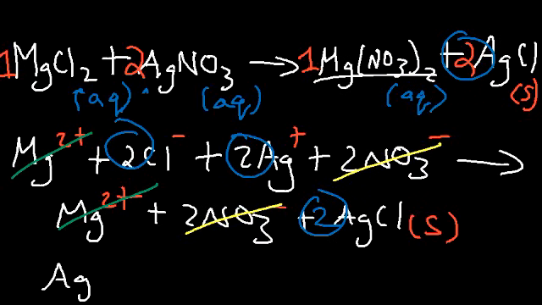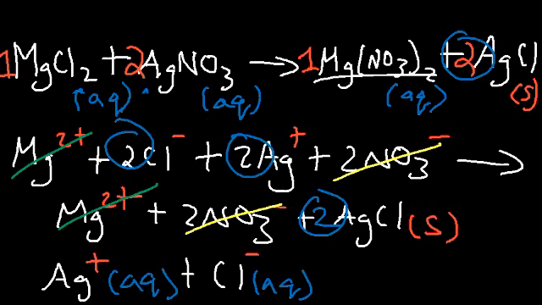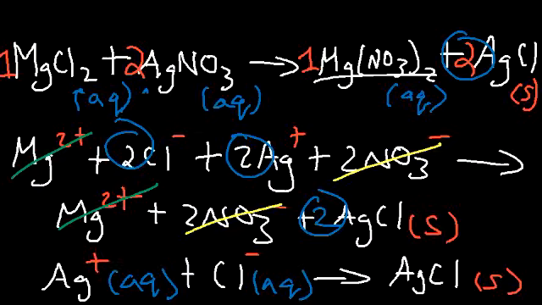So it's going to be Ag+, which is in the aqueous phase, plus Cl minus aqueous. Aqueous just means that it's dissolved in water, and this yields solid silver chloride. Silver chloride is a white precipitate, and so that's the net ionic equation for this particular problem.